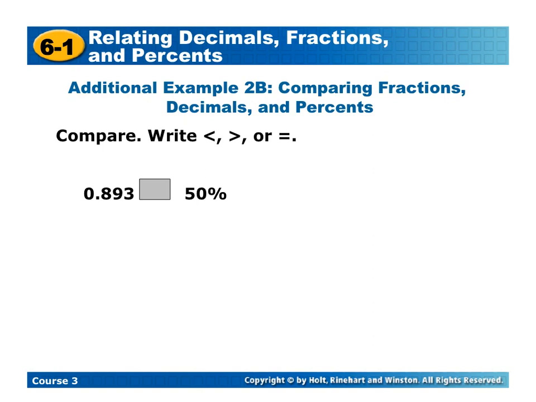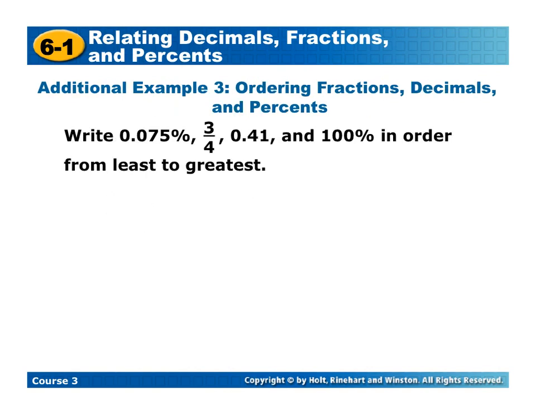So here, 0.893, if I move it over 2 spots, is the same as having 89.3%, which is going to be having more than 50. Now here's another example where we can just actually order them from least to greatest.